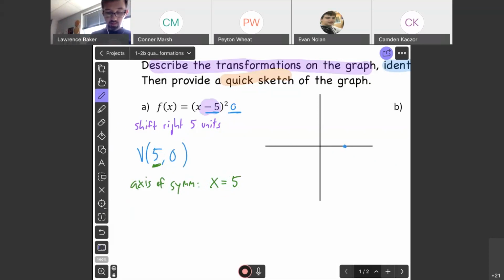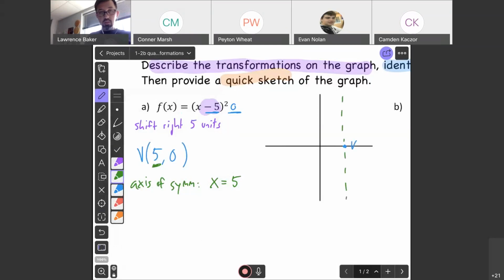I'm just taking a guess where 5, 0 would be. You just kind of eyeball that wherever you feel like 5 is for you. So there's my vertex. I'm going to label that with a V. I'm going to sketch in my axis of symmetry, just a vertical line through there. Again, if doing all of this is too much, if you can just manage to draw the curve, then just draw the curve. But it should look something kind of like this. Just a smooth U shape going through, hitting down there at 5, 0, then bouncing back up.